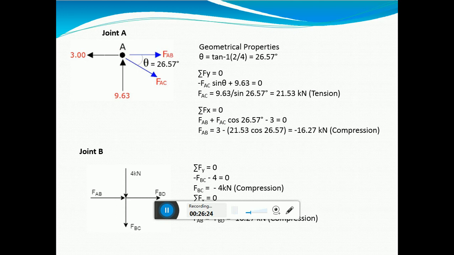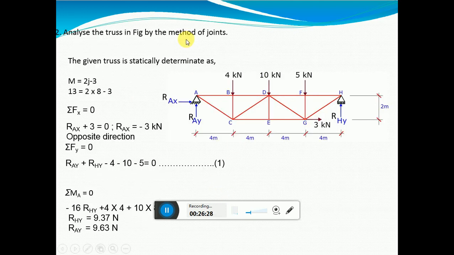So now here we had assumed the RAX in this direction, correct? But the answer we got here is minus 3 kilonewton. What does this mean? It means that RAX shouldn't have been in this direction. It should have been in this direction, opposing this direction.